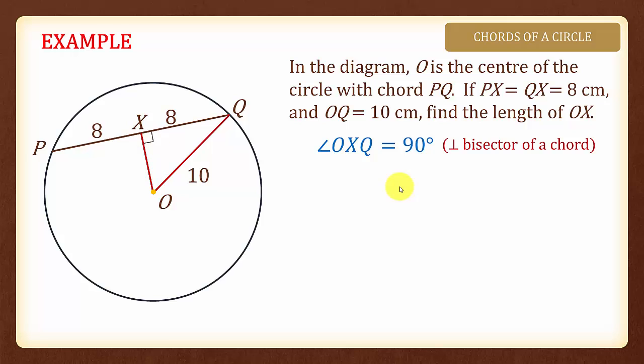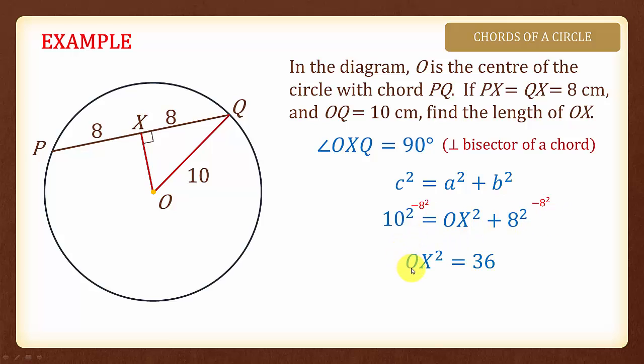And since now we have a right angle triangle OXQ here, we can use Pythagoras theorem. And the value of c squared here will be 10 squared. And on the right hand side we have OX squared plus 8 squared. To find OX, we will subtract 8 squared on both sides, which will give us OX squared equals to 36. To find OX, we will square root on both sides to give us OX equals to 6 centimeters.